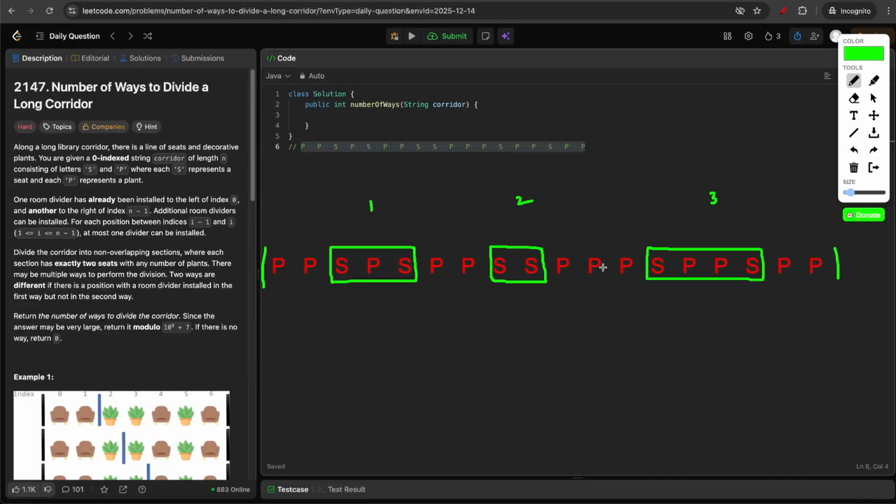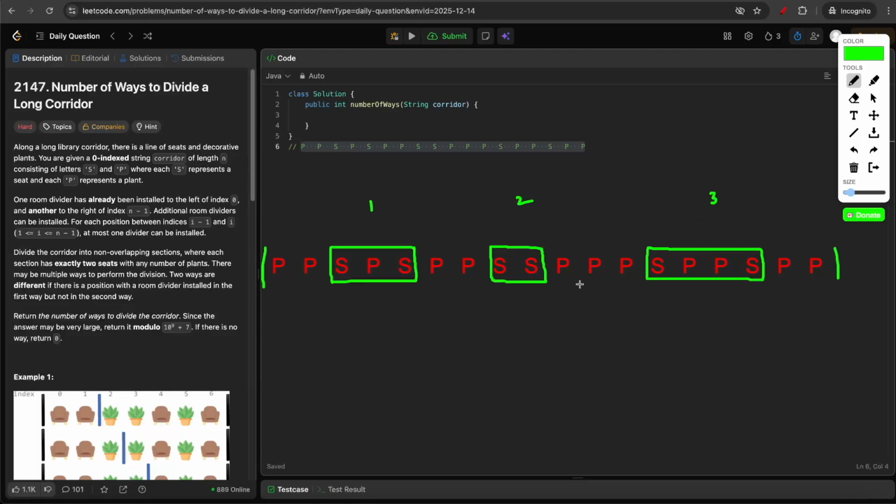So what I mean to say is, out of this, you can never place two dividers, because if you place two dividers, then this particular segment will have 0 seats. So that's an invalid configuration again. So by this, we can see that between any two segments, we can only place a single divider.